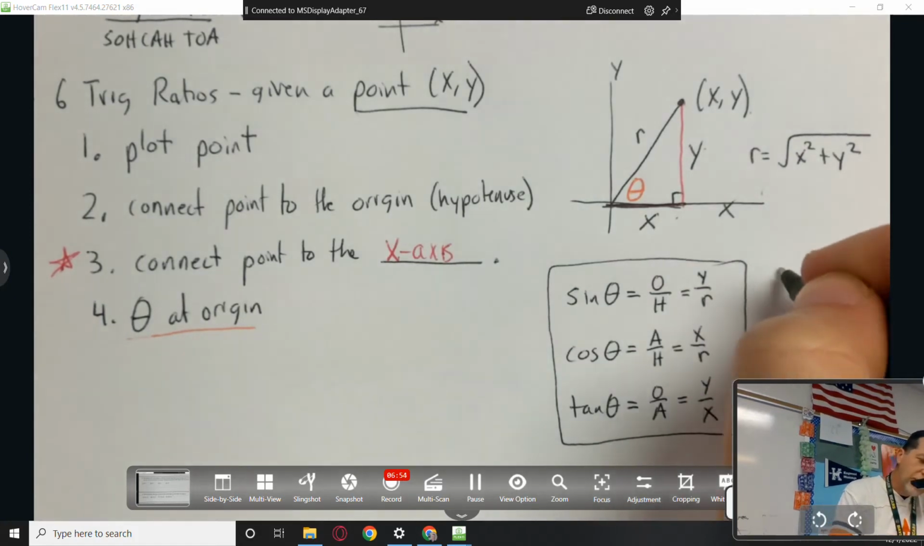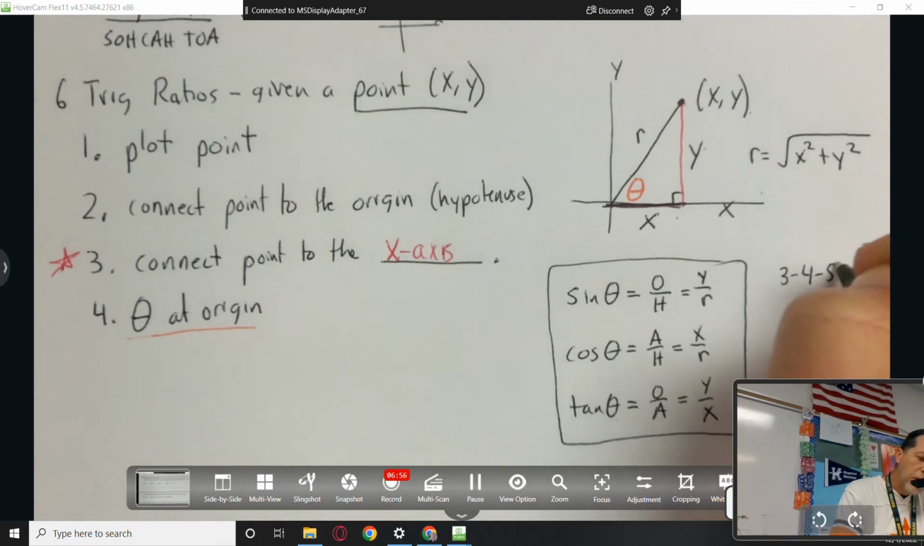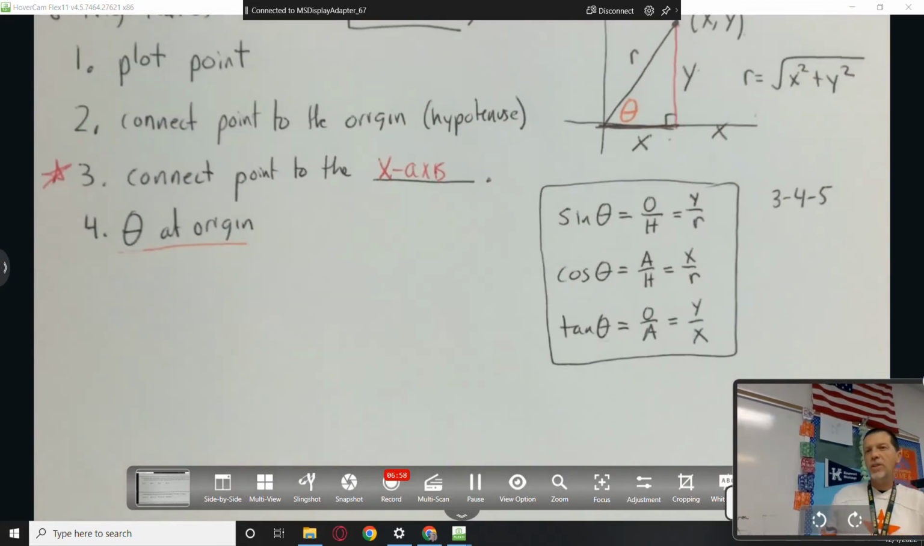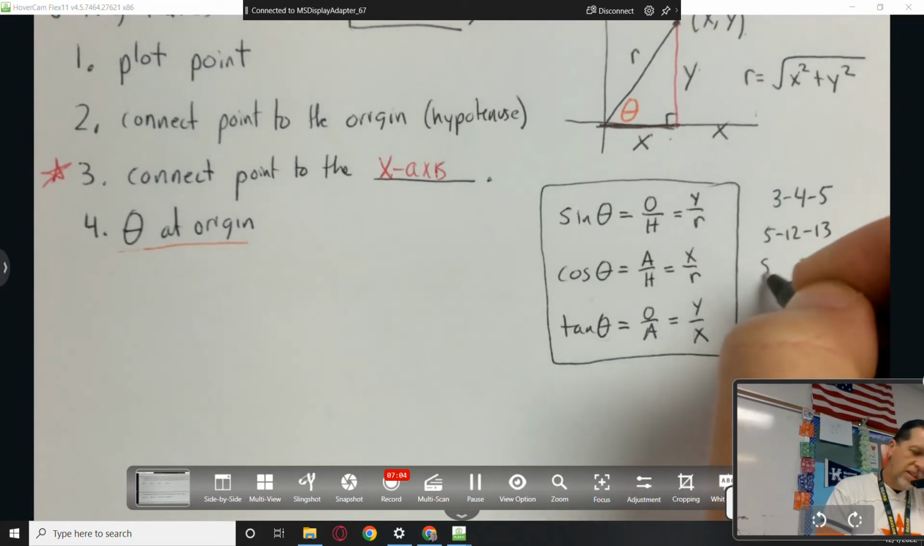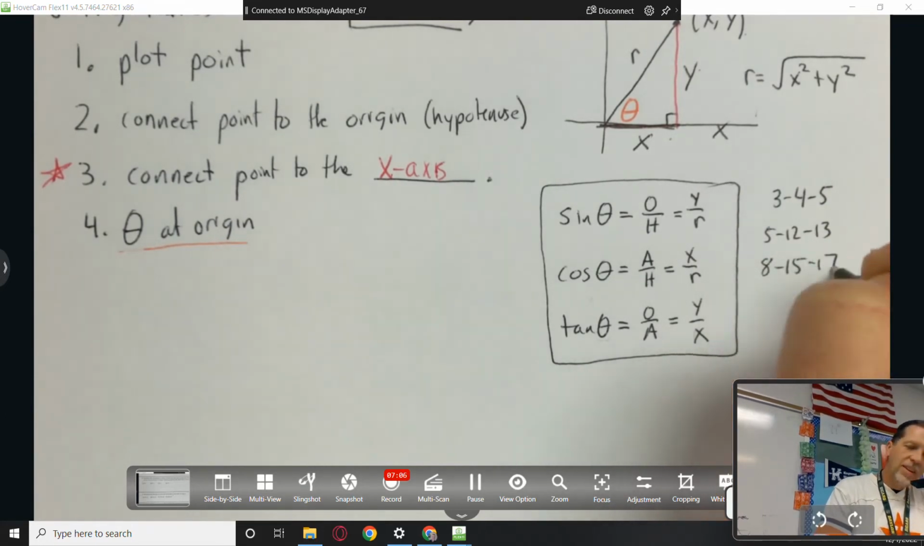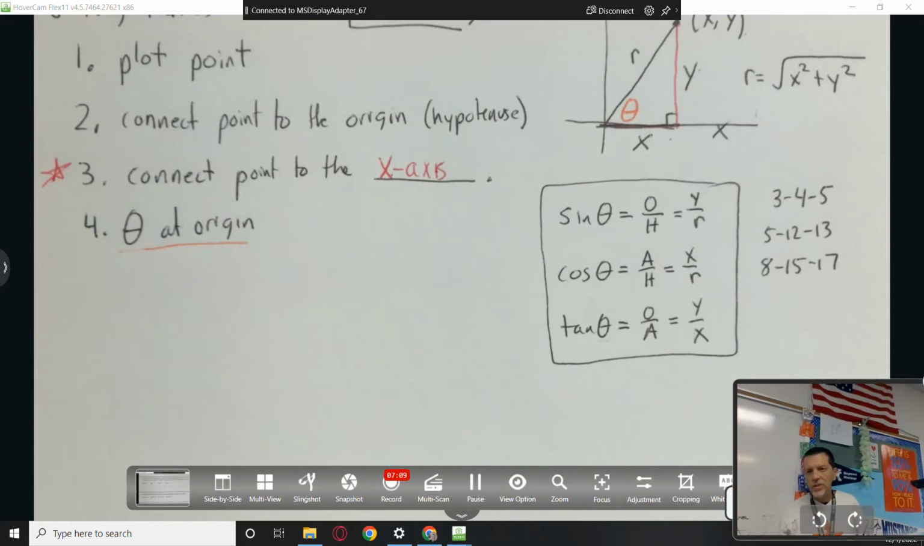I have down here to remind you that there are some special right triangles that show up. I think we saw 3, 4, 5 already. 5, 12, 13, 8, 15, 17. If you know those, it makes life a little quicker, a little easier. If you don't, then you got to do a squared plus b squared equals c squared, and you get there eventually.